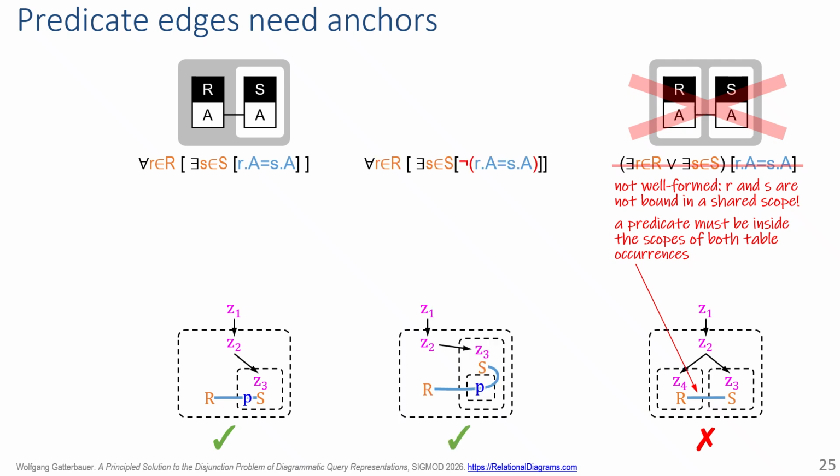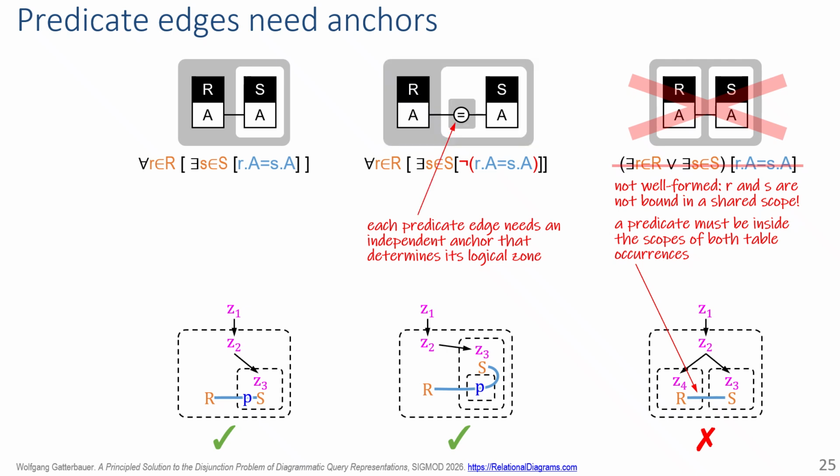What any formalism needs to be able to express is the case where the predicate sits deeper in the nesting hierarchy than the 2 tables it references, as in the case here, where we have the predicate behind another negation. So we need the ability to place a predicate in a deeper descendant zone than the 2 tables it references. In other words, each predicate needs an independent anchor that determines the zone where it lives. In our diagram, that anchor is the predicate label. And this label can be nested further, as we see it here.